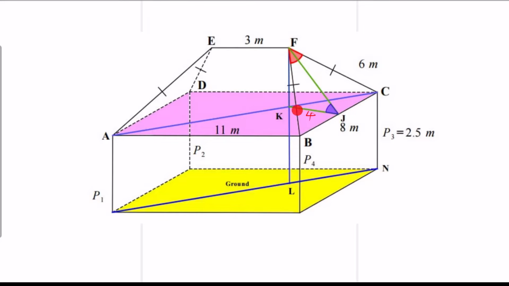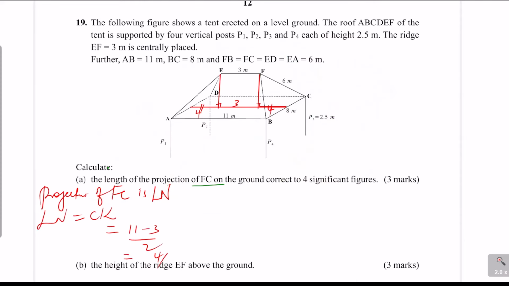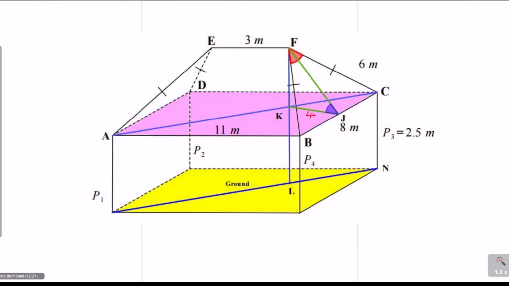This angle here, when I draw this straight line, will be 90 degrees. I already have this side as 4, and the distance BC is 8. Look at this side: FB is equal to FC.